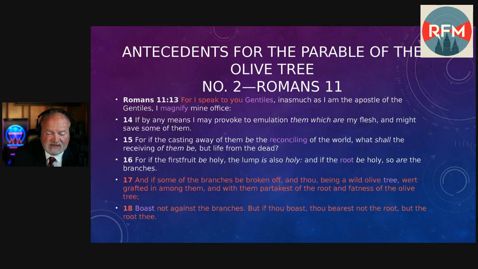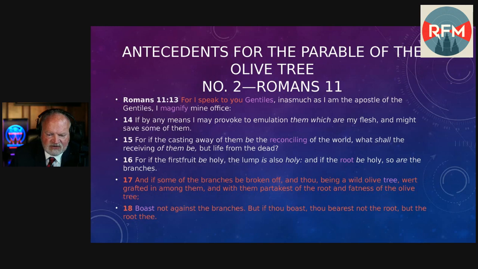Romans 11:13, for I speak to you Gentiles. Okay, so Paul speaking to the Gentiles in Rome, inasmuch as I am the apostle of the Gentiles, I magnify mine office, if by any means I may provoke to emulation them which are of my flesh, i.e. Jews, and might save some of them. For if the casting away of them, the Jewish people, be the reconciling of the world, what shall the receiving of them be but life from the dead? For if the first fruit be holy, the lump is also holy, and if the root be holy, so are the branches. Okay, now he's starting to talk about root and branches, and here he segues in to his parable.